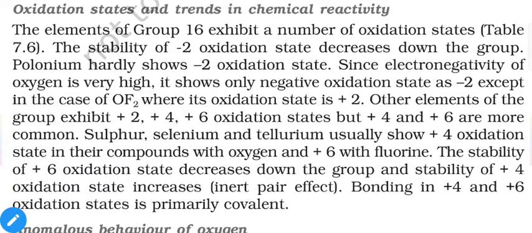Bonding in the +4 and +6 oxidation states is primarily covalent because in a higher oxidation state, that means it has more protons in the nucleus relative to electrons in orbits. So it shows stronger attraction towards the electrons and it makes covalent bonds.